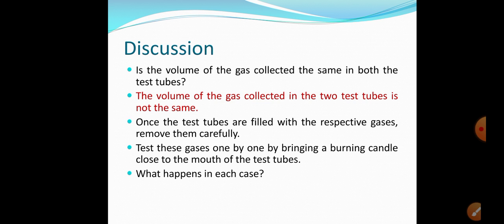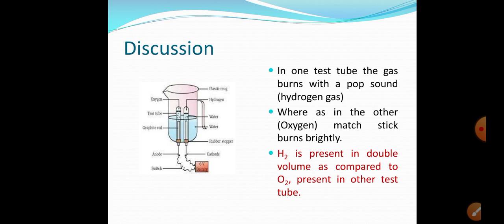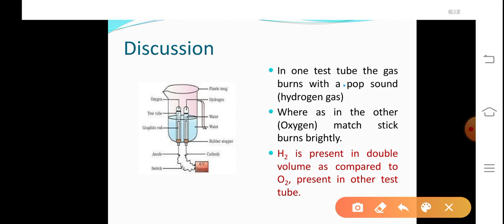What happens in each case? Which gas is present in each test tube? Let us have the answers to all these questions. In one test tube, the gas burns with a pop sound. This is the characteristic feature of hydrogen gas. Whereas in the second test tube, the matchstick burns brightly. So this is the characteristic feature of oxygen gas. So by testing, we got to know that in the 2 test tubes, the gases obtained are hydrogen gas and oxygen.